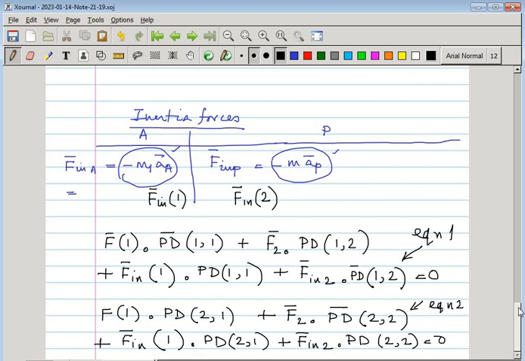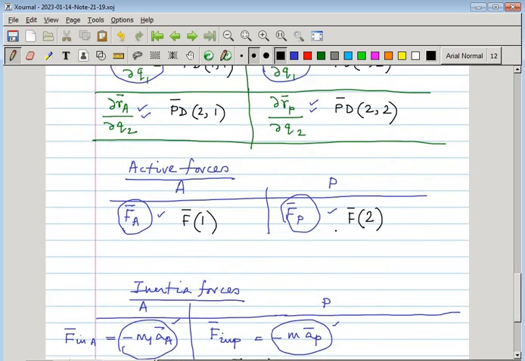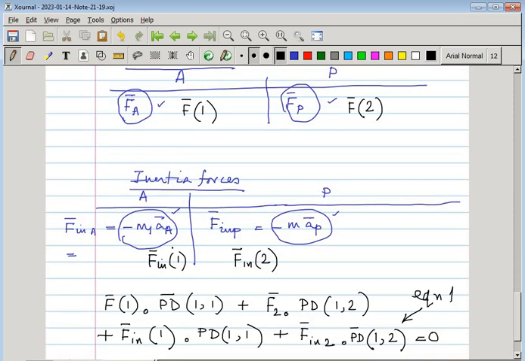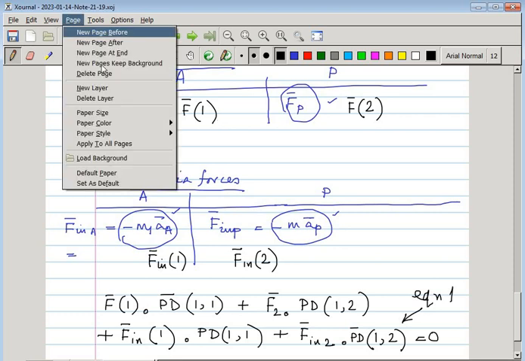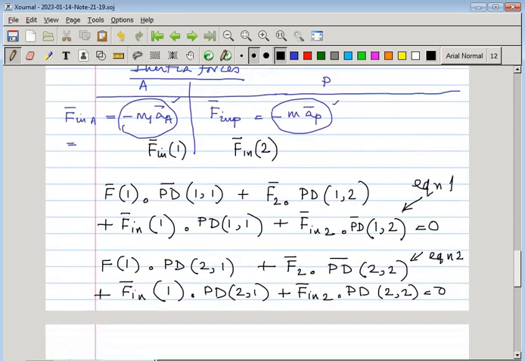So now you actually have to fill up the entries in this table. What are these quantities, what are these quantities, and what are these quantities. So once you fill up this, then you can form the equations. So let us see what are.